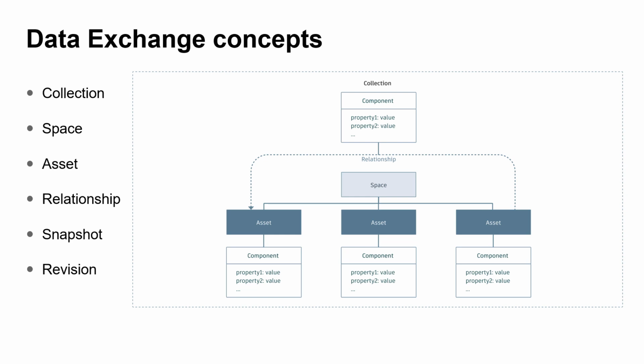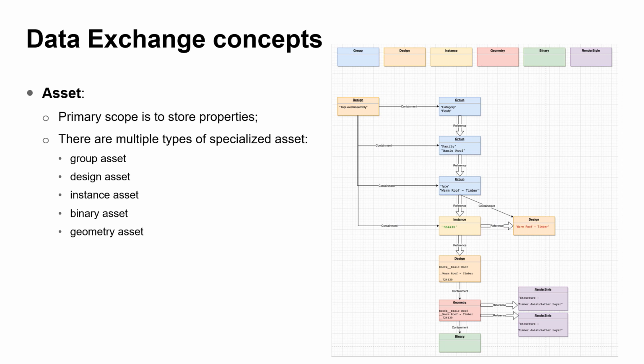This was a very brief overlook, but let us look deeper into assets, relationship, and snapshots, as these are the most encountered entities when using Data Exchange API. First, and the most encountered, will be the concept of asset. As we already mentioned, the main scope of this asset is to store properties. Based on what type of information is stored, there are multiple specialized assets, group assets, design assets, instance assets, and so forth. Out of these, the most useful for now are the group assets, design assets, and instance assets, because these assets will contain data, the properties.